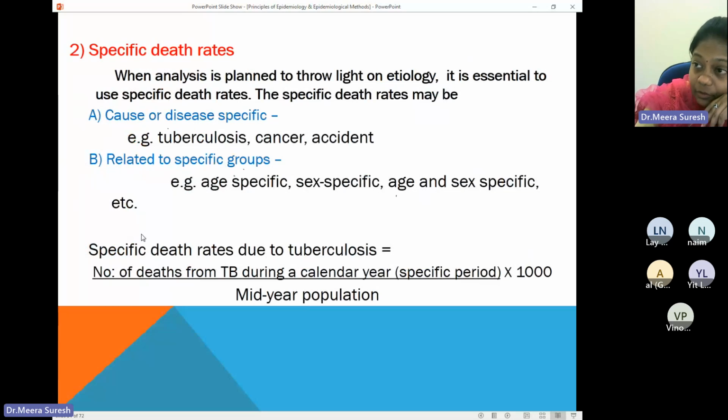Or sometimes you may have to calculate it also. It depends upon what you are going to study and whether the data is available or not. Anyway, this is very useful because we are going to specify. This is not as broad as the crude death rate. This is giving more specificity. So specific death rate due to tuberculosis will be the number of deaths from tuberculosis during a calendar year, or 1 year, over the specified period, divided by the mid-year population, and the multiplier as usual is 1000.